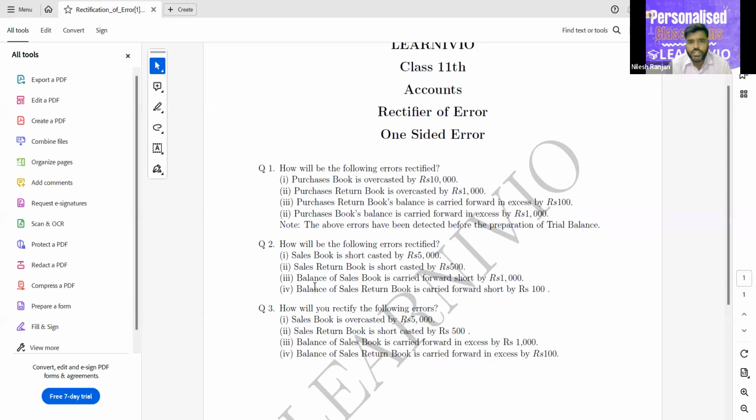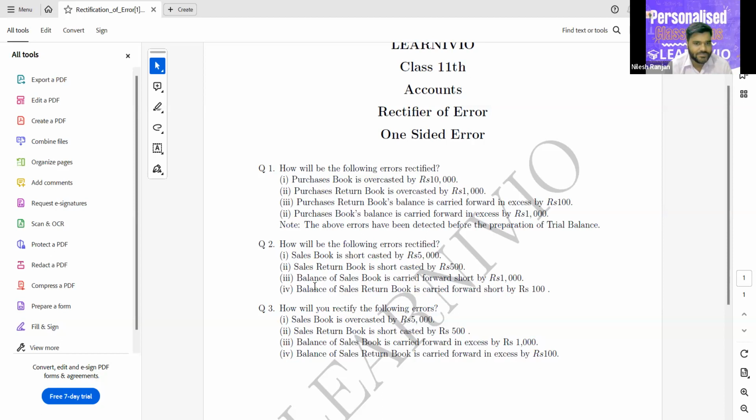Okay, so question number one, purchase book is overcasted by rupees 10,000. What have you written? Sales on the credit side. That's all. Purchase book is overcasted, so you have written sales. It is sales book, right? Oh, no, no. Question number one. Yes, sir. I wrote purchase book on the credit side. Okay. What have you written in your solution? Tell me in detail. I just wrote that, sir. That's it? Yes, sir. That's it, sir.